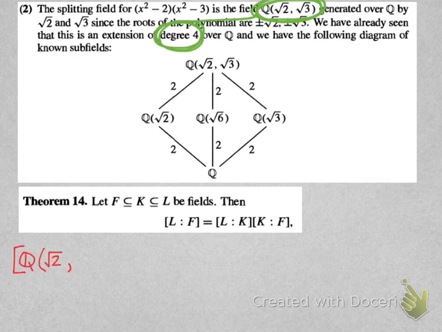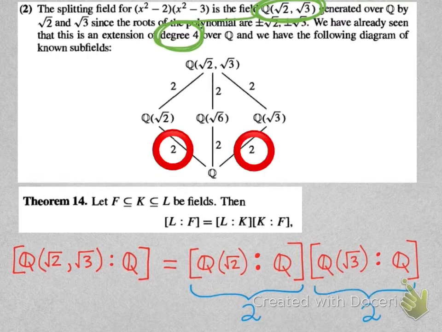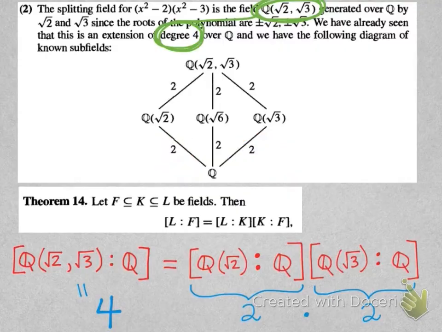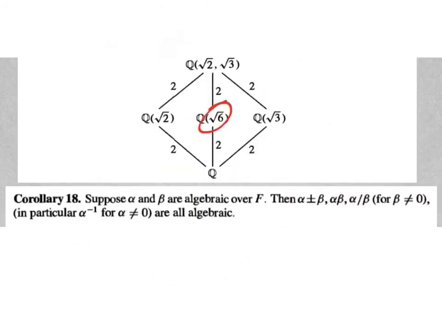If we apply theorem 14 to the content that's given to us in this exercise, we have this statement where the latter two factors each have a value of 2, producing a product of 4, which is in agreement with the green material above. Also, what is the significance of the square root of 6? Well, consider corollary 18, and let's say we allow square root 2 to be alpha, square root 3 to be beta. Since those are algebraic, then the product must also be algebraic, hence the inclusion of square root 6 in this model.